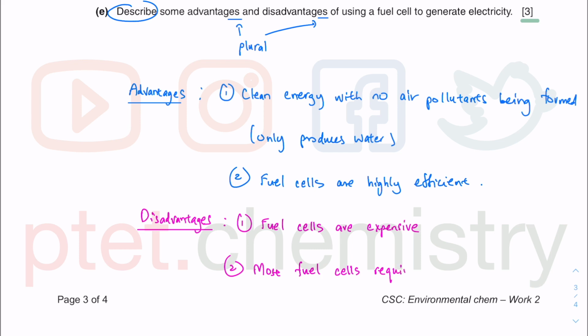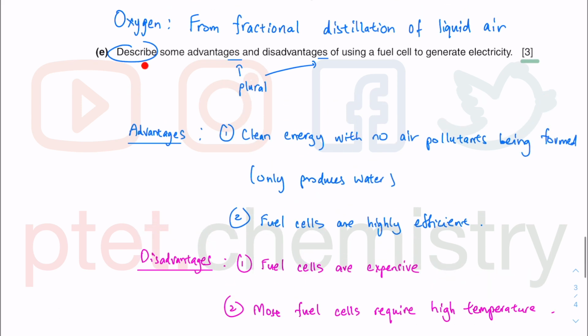So this was all stated in your notes. We just need to list a plural amount of advantages and disadvantages, and therefore this is describe. You cannot just use one word, you cannot just say expensive, you have to discuss a little bit.